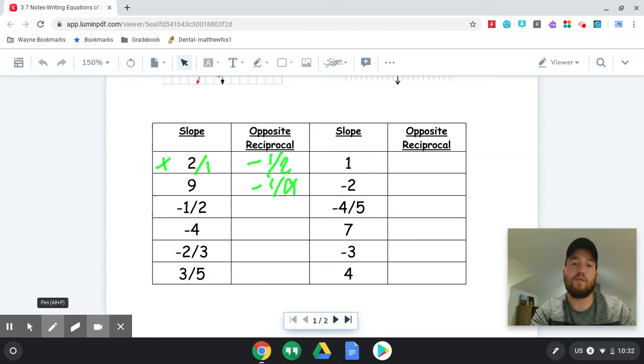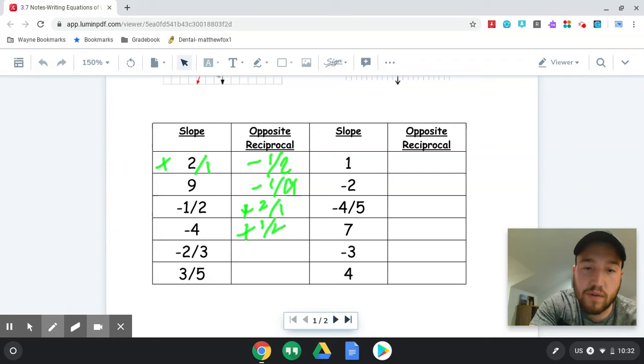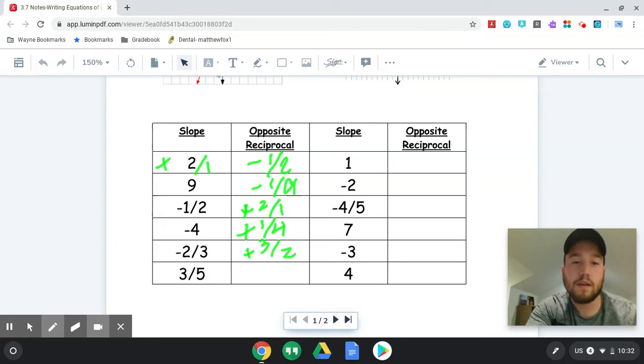As I do this, try to think of it first. This one's negative, so it will become positive, and instead of 1/2, it switches to 2 over 1. Our next one's negative 4, still going to become positive, except instead of the 4, it becomes 1 over 4. Negative 2/3 becomes positive 3 over 2. 3/5 was positive, so it goes to negative 5 over 3. So opposite means the sign changes, and reciprocal means the top and the bottom switch.